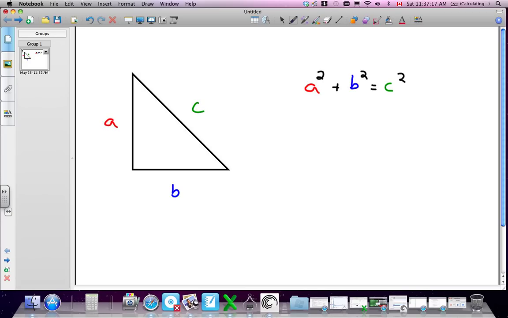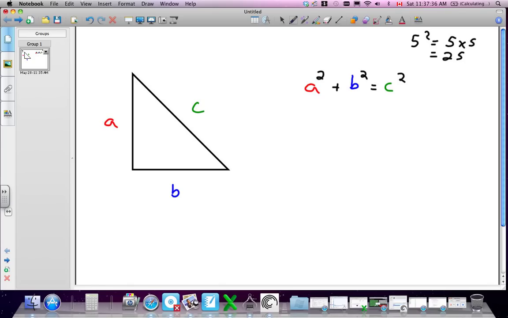You've done squared before? So, for instance, if I have written the number 5 squared, that means I take 5 times itself 2 times. So 5 times 5 is 25. So that's the idea.